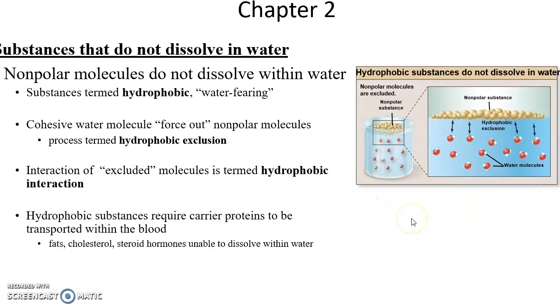Nonpolar molecules do not dissolve in water, so water is not truly a universal solvent. Things that do not dissolve in water are called hydrophobic. Hydrophobic, water-fearing. So instead, those hydrophobic molecules will collect together to try to avoid contact with water. There's hydrophobic exclusion. And they'll interact with each other and try to keep the water out. And so substances that are important for our body that are hydrophobic end up having to be carried by special protein carriers around in the bloodstream. So fats, cholesterol, things like that.